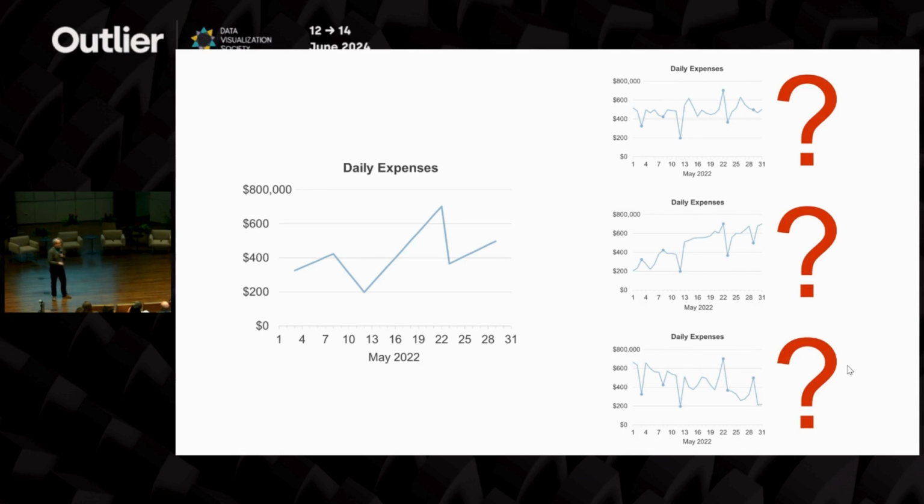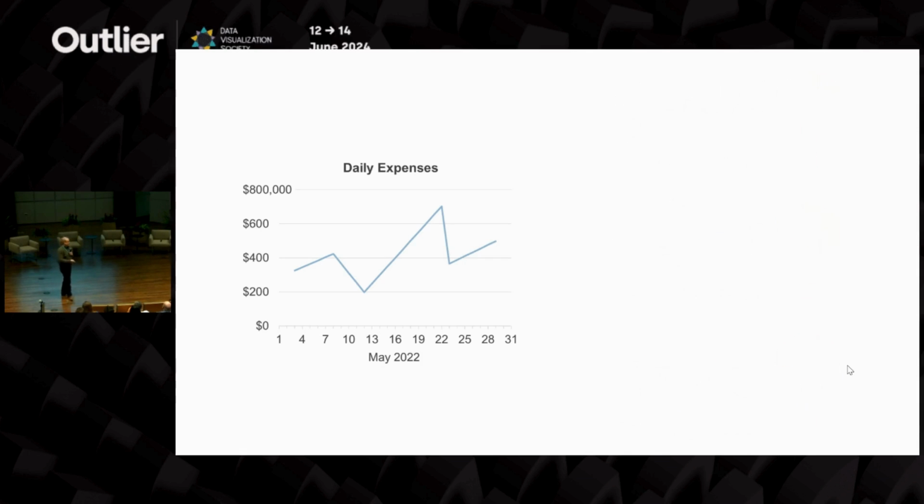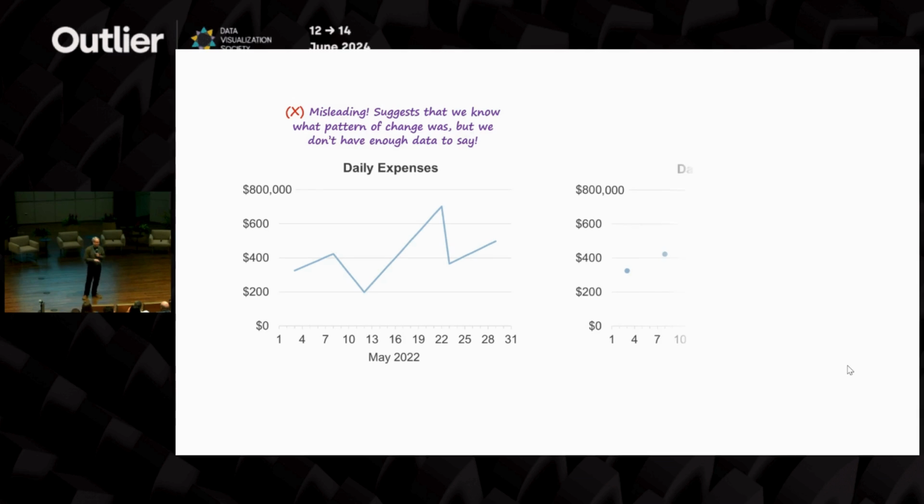And so the fact is that we don't really know what the pattern of change was, but if we show this as a standard line chart, it kind of suggests that we do know what actually happened, when in fact we don't. And so I would consider this to actually be a mistake. This is misleading. It's making it look like we know things that we don't actually know. And so we shouldn't really use a standard line chart in this case.